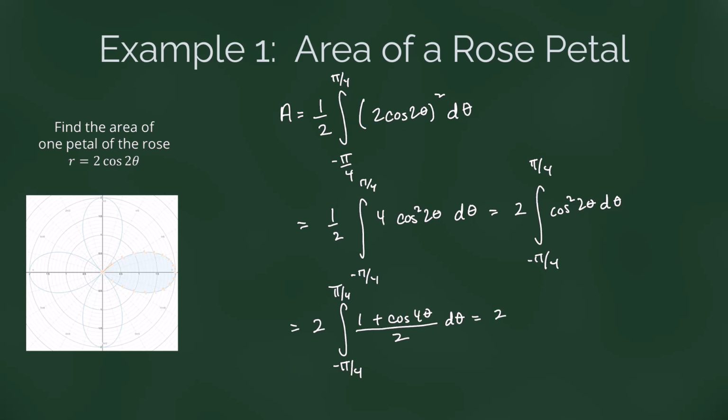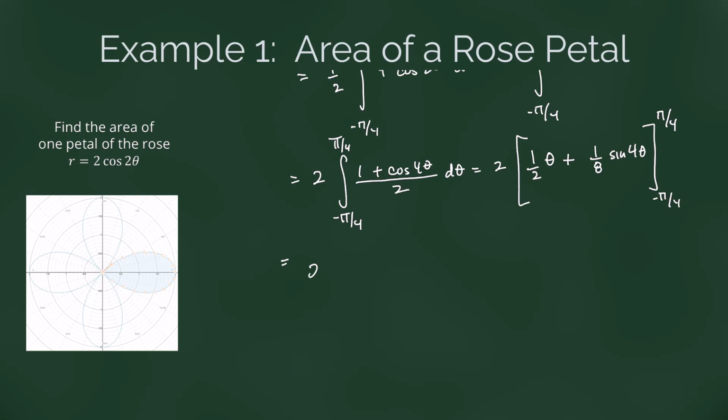And so then when we take our antiderivative, we're going to get 2 times 1/2 of theta plus 1/8 the sine of 4 theta, and we're evaluating that from negative pi over 4 to pi over 4. That gives us 2 times, plugging in pi over 4, we get pi over 8, plus 1/8 the sine of pi, which is 0, minus 1/2 times negative pi over 4, which is negative pi over 8, plus 1/8 the sine of negative pi, which is still 0.